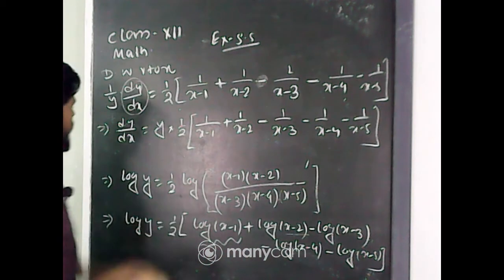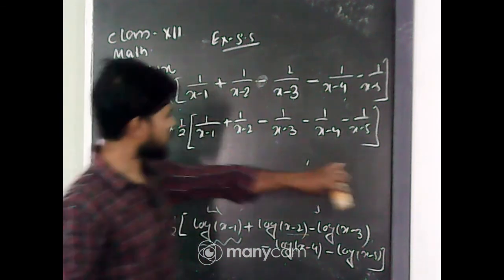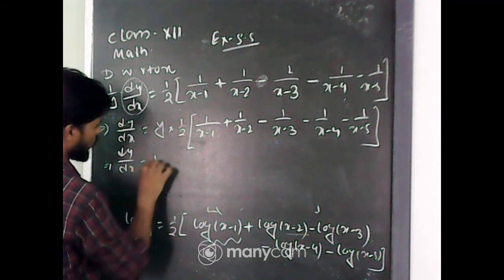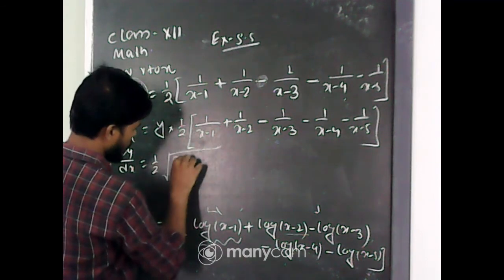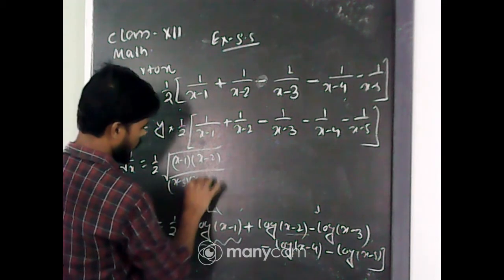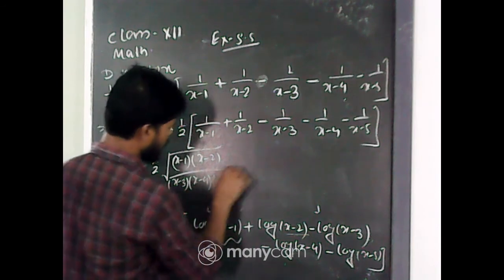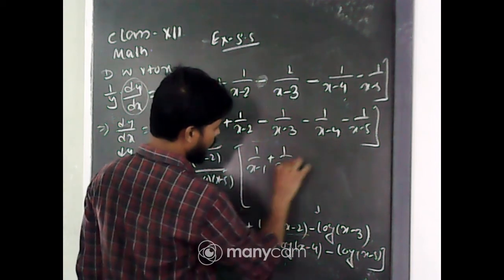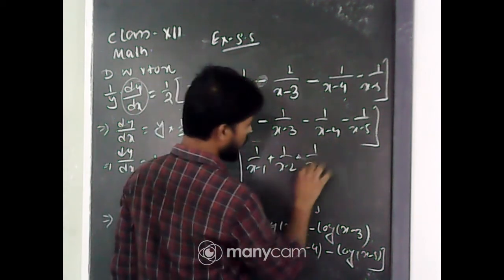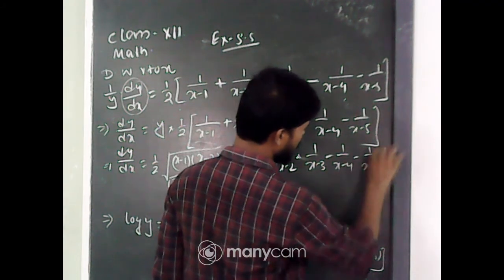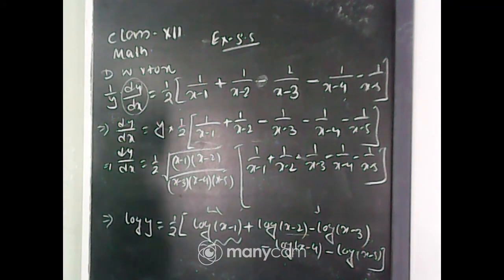Now put the value of y, the square root of (x minus 1)(x minus 2) by (x minus 3)(x minus 4)(x minus 5). That means dy/dx is equal to half times the square root of that expression, into the total expression: 1 by (x minus 1), plus 1 by (x minus 2), minus 1 by (x minus 3), minus 1 by (x minus 4), minus 1 by (x minus 5). So this is the derivative of the given expression.